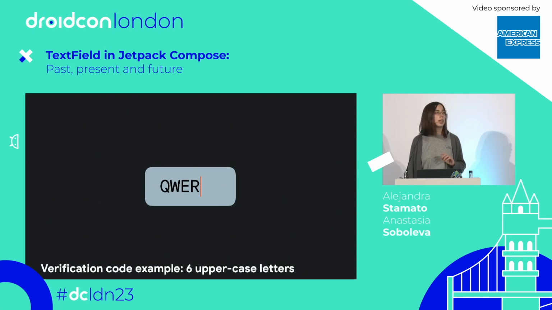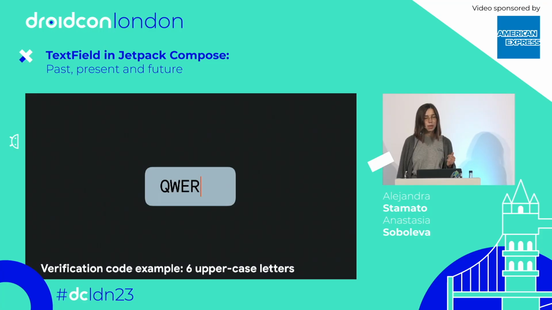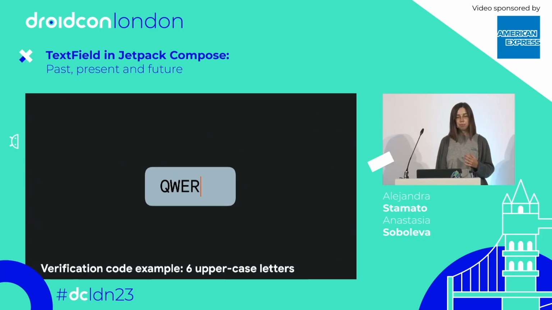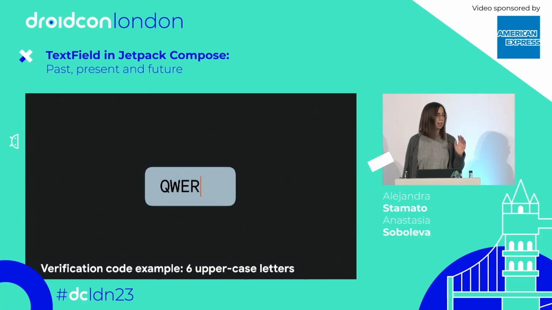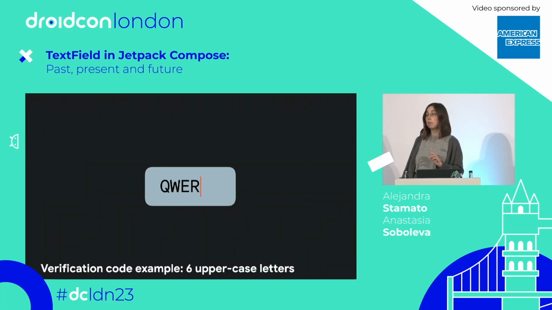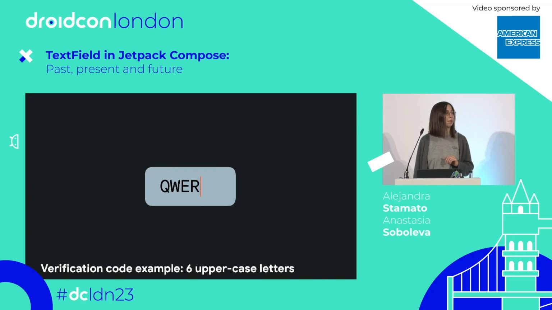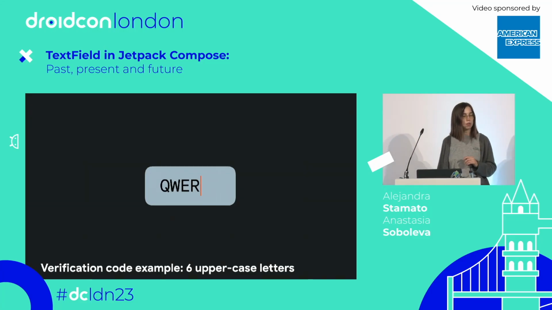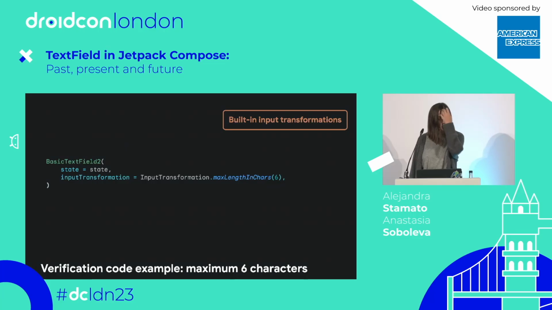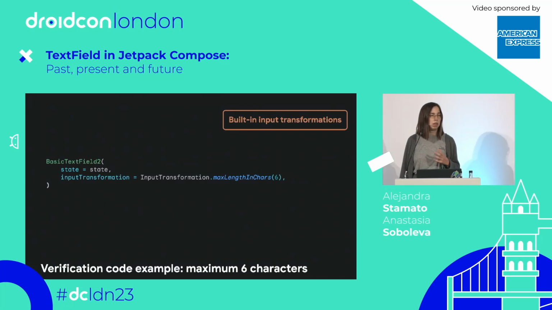Okay, so now let's look at another example, again a verification code. In this case, we accept 6 uppercase letters. Again, we can do it similarly to before, manually, everything. However, what's even better is that we have some built-in filters, or input transformations, and this example can be built completely out of those. First, to limit the number of characters that the user can type, you use the maxLength API, where you provide the number that the input should be limited to.